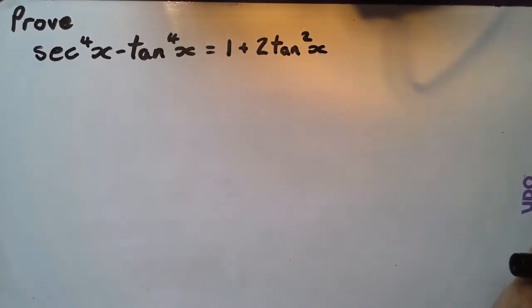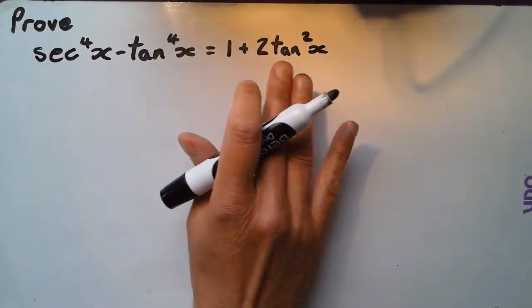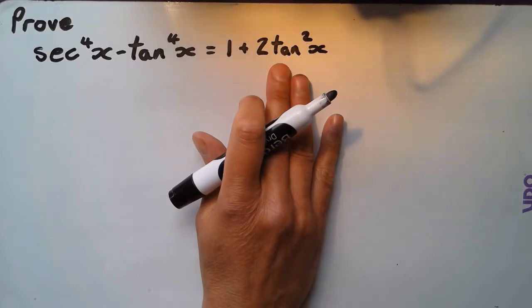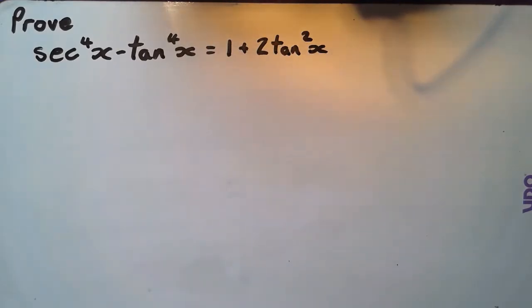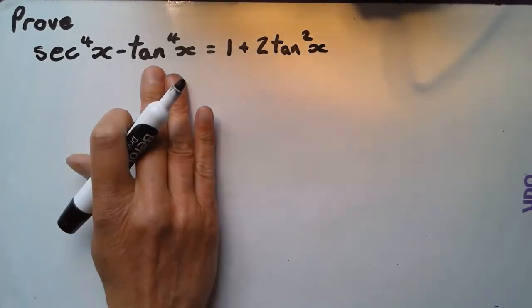Okay, so we're going to look at this question. It's in two parts. The first part says prove sec to the power of 4x minus tan to the power of 4x equals 1 minus 2 tan squared x. Our first thought is that we have powers of 4 on this side and only squareds on this side. I can also see something to do with sec here and something to do with tan here.